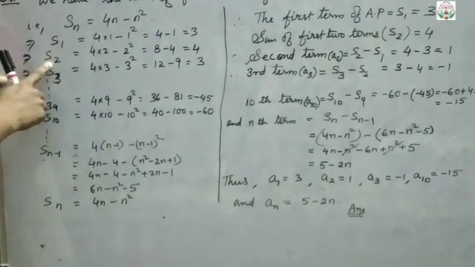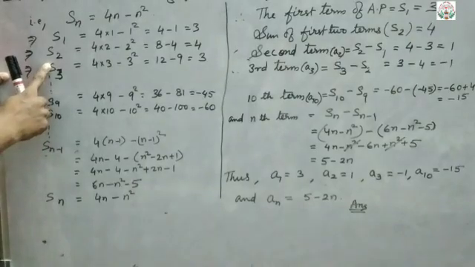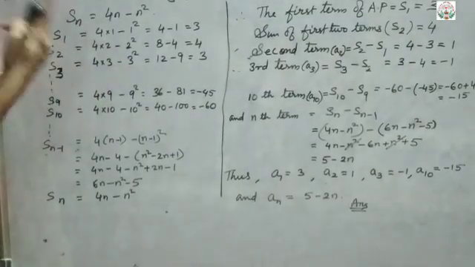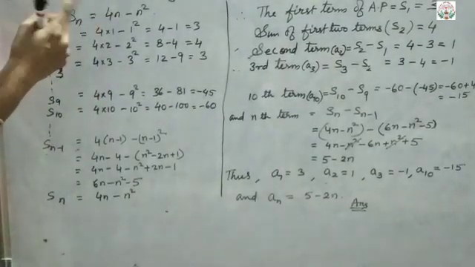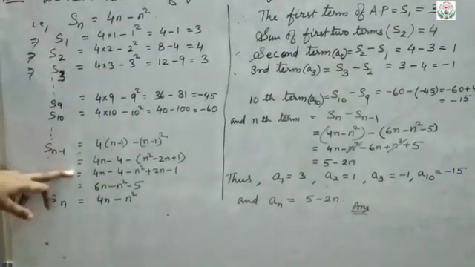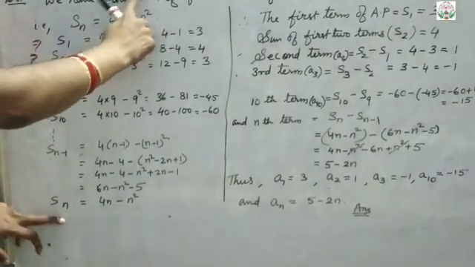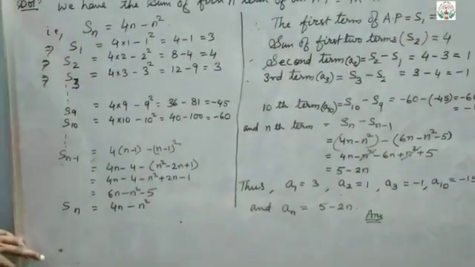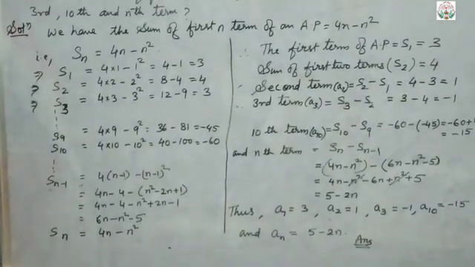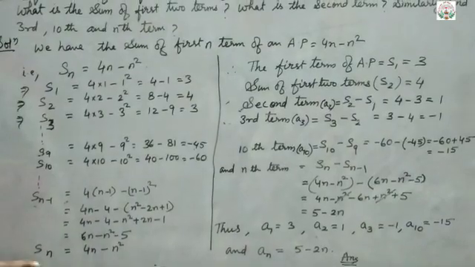Same way, here the sum of two terms is given and the first term is given, so if I subtract the sum of two terms minus the first one, I will get the second term, A2. Right? So for the nth term, we need Sn minus 1 and Sn. For the last question, that is the nth term you have to find, in that case we need Sn minus 1 and Sn.